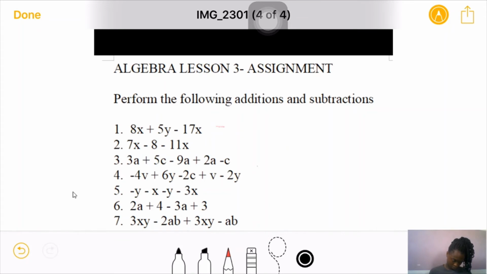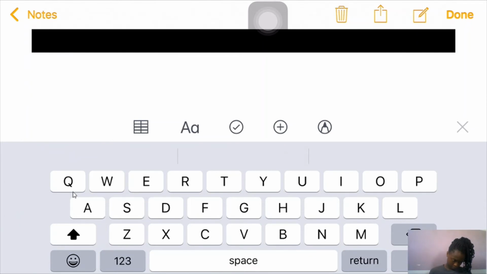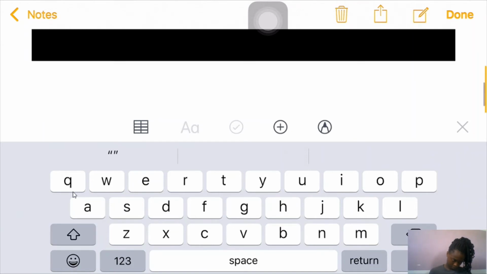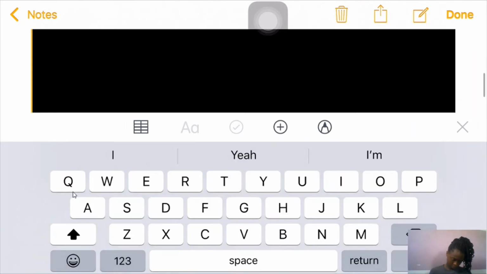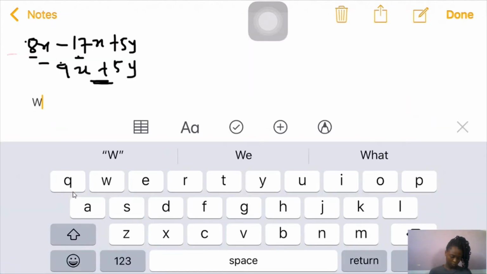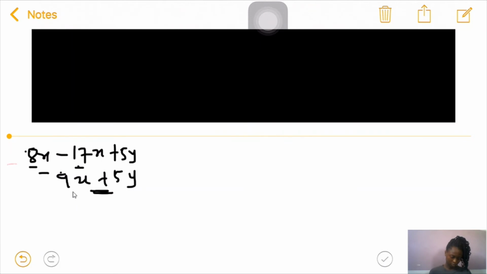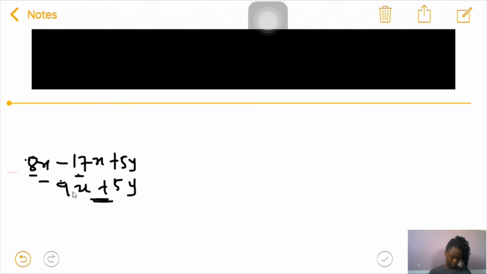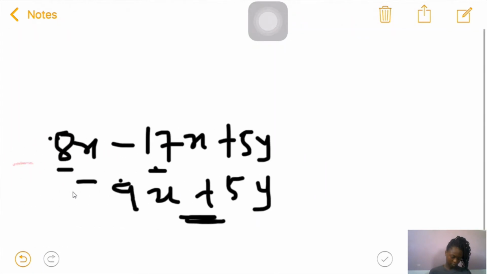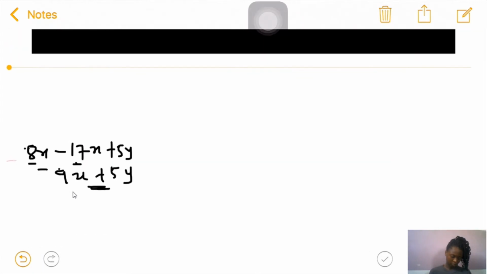Okay, so let me just come and paste it here. So this is the answer for number 1. Technological issue. I just want to move it to one side. Okay.